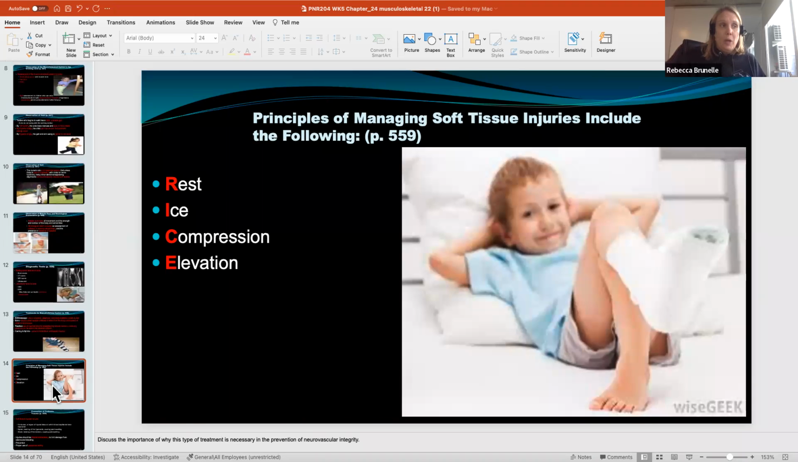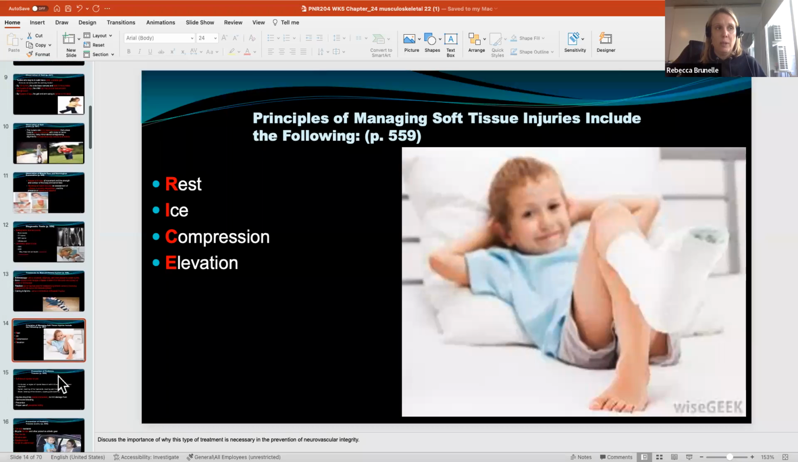When we talk about soft tissue injury, we're talking about when you hurt yourself but you don't break the bone. Sprains, strains, and contusions are the 3 different types of soft tissue injuries. There's a general acronym we use for what you do: RICE, rest, ice, compression, and elevation. This is what you normally do if they've fallen and twisted their ankle, but there's no fracture.